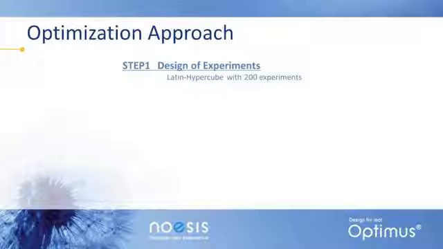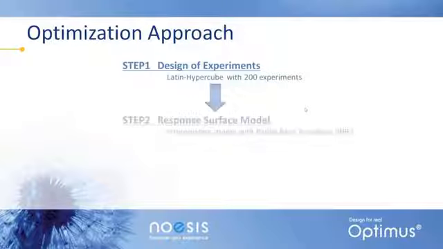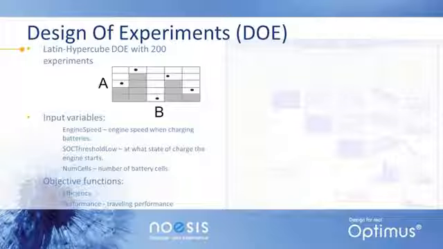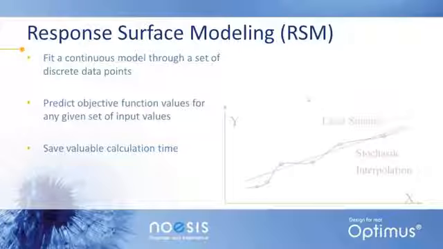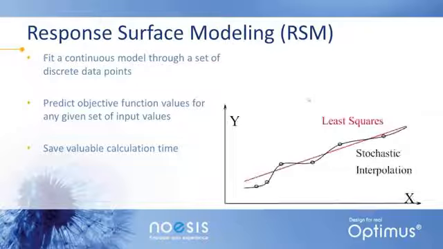As we begin the optimization, we know that we want to create a design of experiments with 200 experiments. Then we want to create a response surface, and finally run a multi-objective optimization on that response surface. So we begin with our Latin hypercube DOE that's automatically generated inside of Optimus, and you can see the response that's generated. Now these red curves that you see are actually Pareto fronts. So we begin to understand that there are some conflicting objectives here, that we do run into some limits in our performance and our fuel consumption.